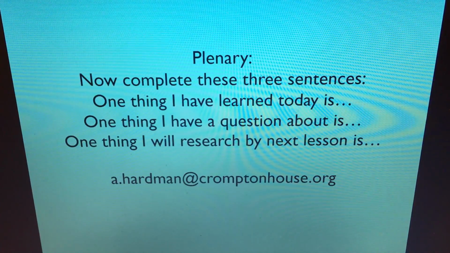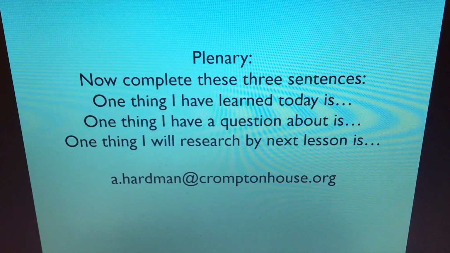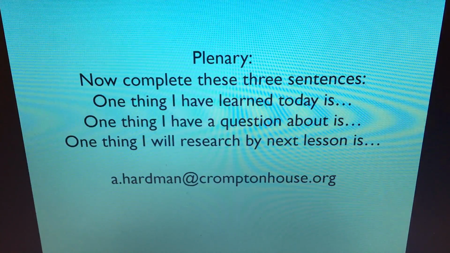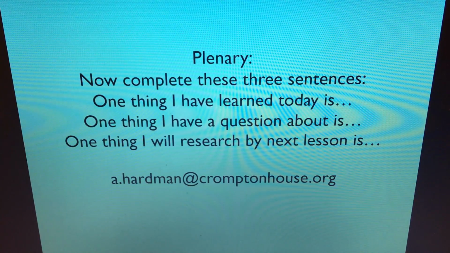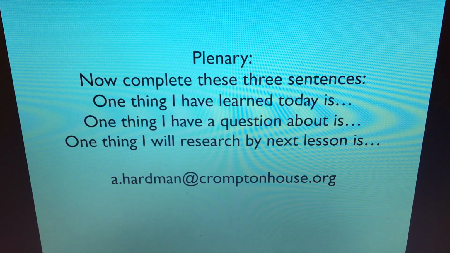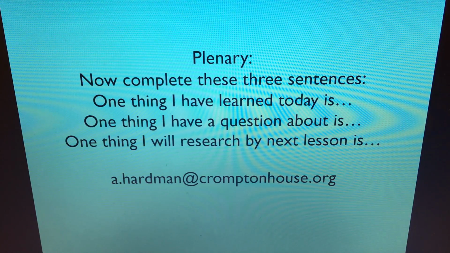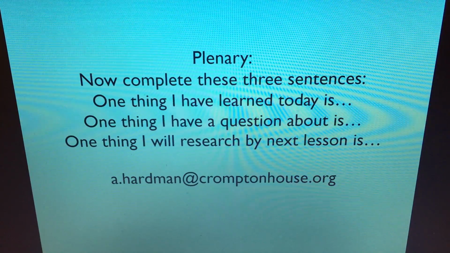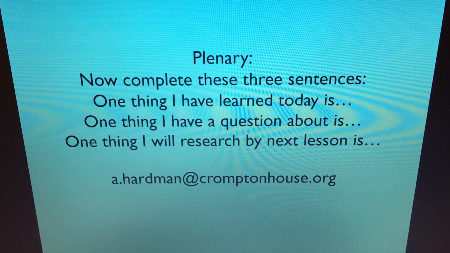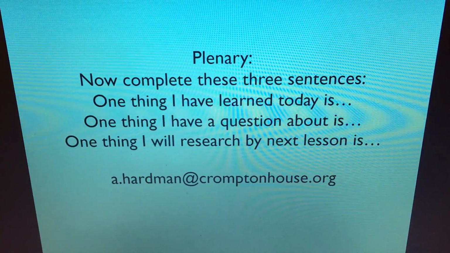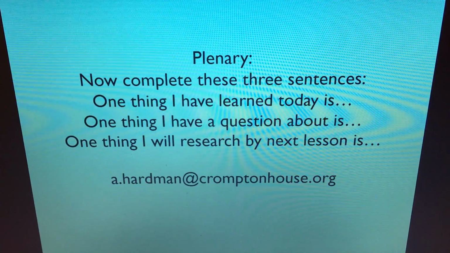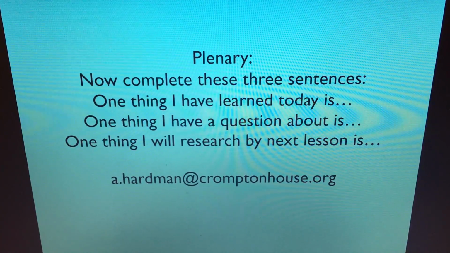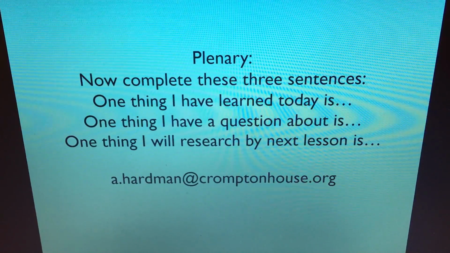When that's complete, and this will just round off the lesson, I want you to write 3 sentences, or complete 3 sentences. The first one being, one thing I've learned today is. The next one being, one thing I have a question about is. The third one being, one thing I will research by next lesson is. The thing that you've got a question about, feel free to email me the question with the photographs of your work to a.hardman@cromptonhouse.org. Remember also that you need to photograph your work and send that to me. Remember please to send that from your school email address, please.